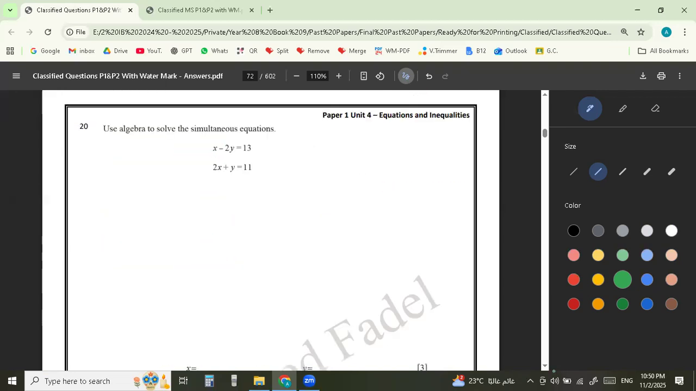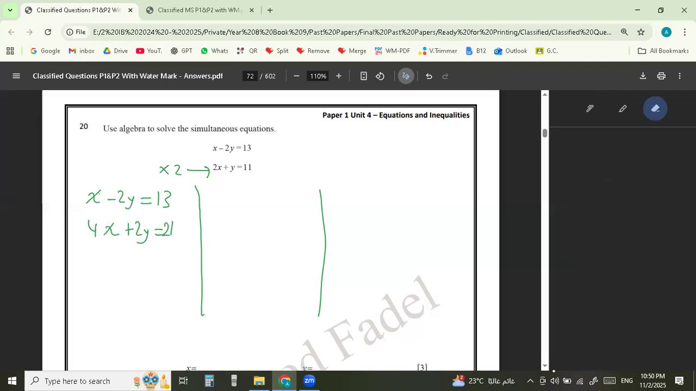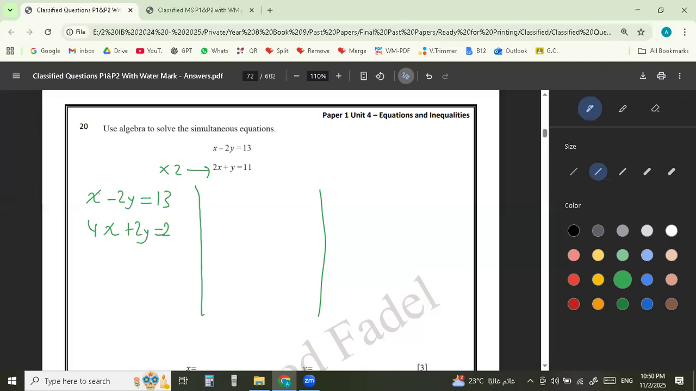Here, I'm going to multiply this equation by 2 to get y ready for elimination. So I'm going to split the page into 3 sections. And here I got x minus 2y equals 13. And here I got 4x plus 2y equals 22. I multiplied the second equation, all of it, by 2. Let's now do what? Add or subtract.